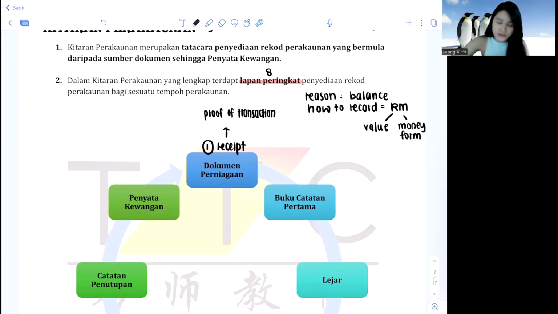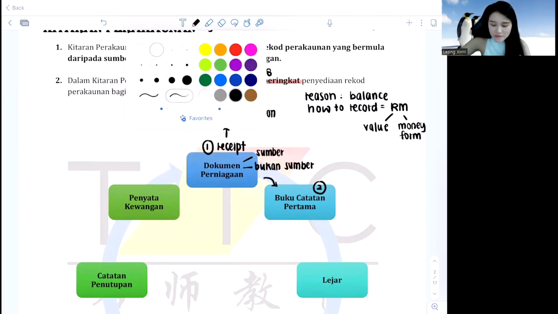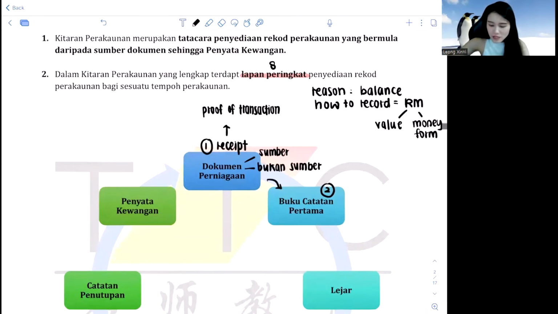So then we have two types of document, but I don't really need to go into that because for your first exam, chapter 1, they won't ask you to explain what a document is. But we have two types of document actually. One is called document sumber, and the other one is called document bukan sumber. So document sumber are the ones that we will actually need to record into the next stage, which is buku catatan pertama. Okay, so why is that?